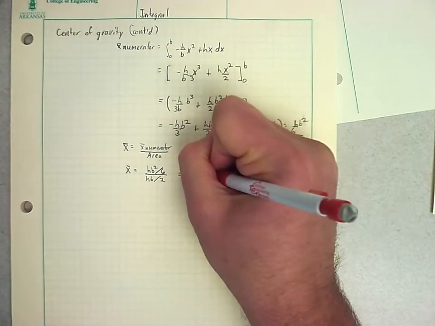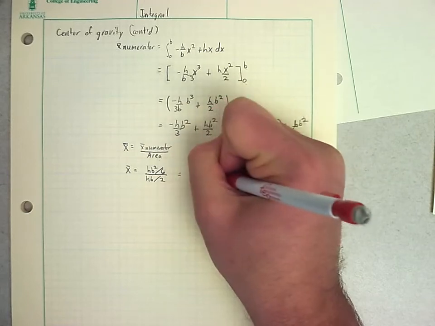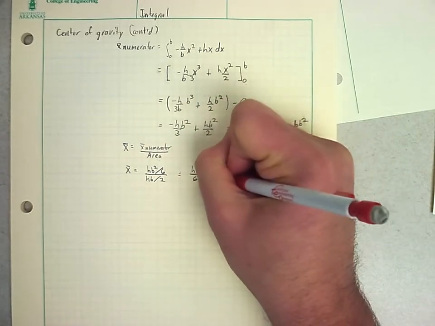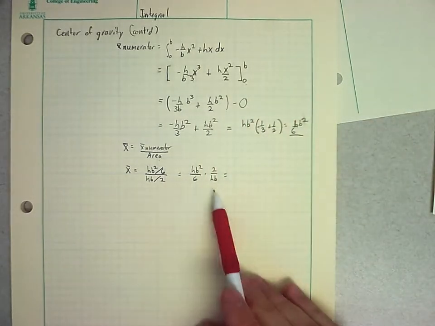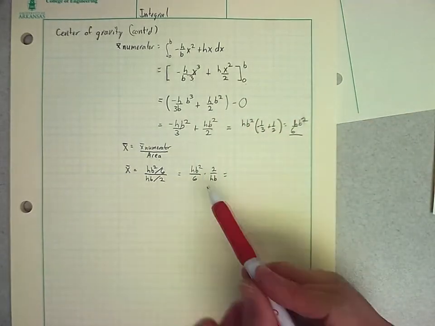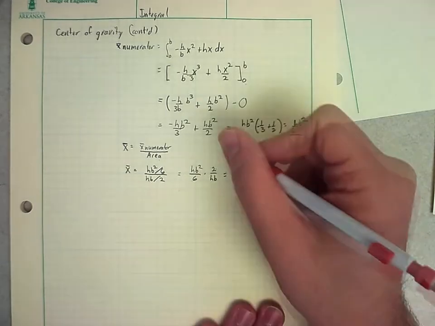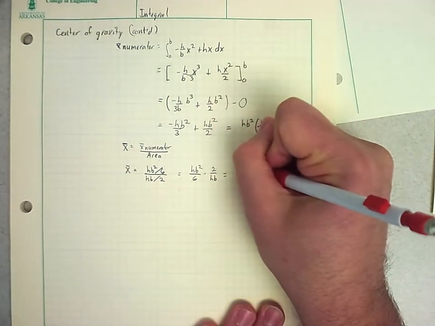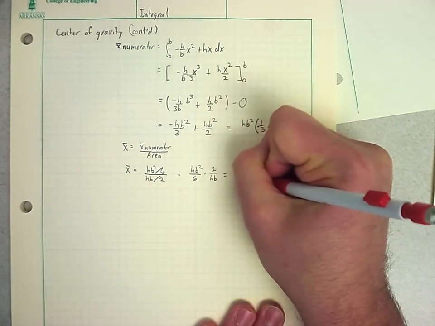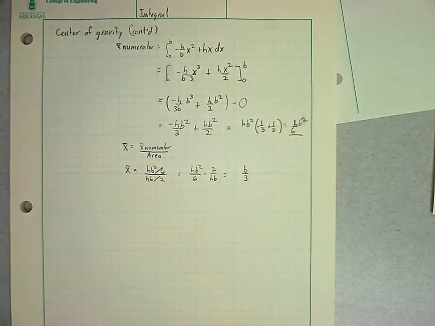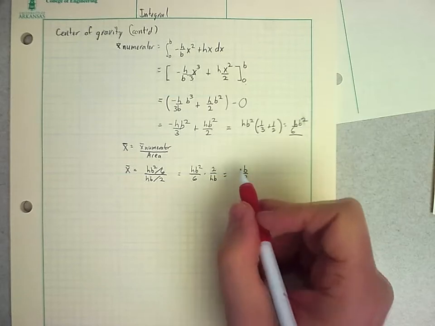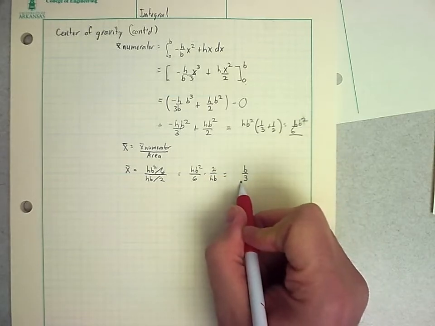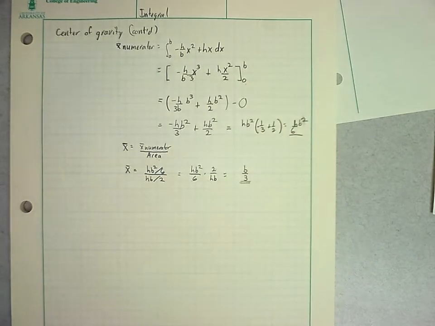Essentially this turns out to be hb squared over 6 times 2 over hb. And it's easy to see from there, the h cancels, one of the b's cancels, and these will cancel and leave me with 3. So it actually ends up being our base divided by 3. So my geometry was wrong earlier. We get that it's the base divided by 3 for the x bar component.